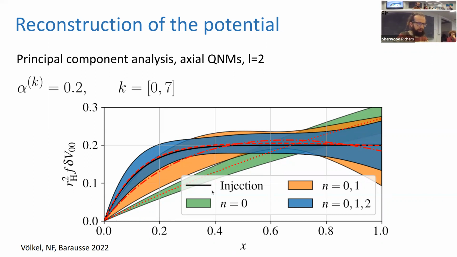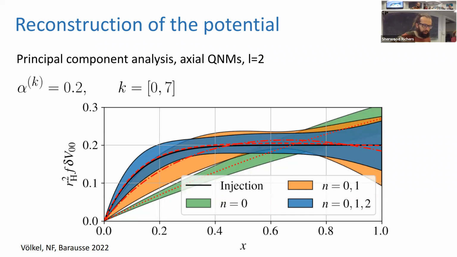The different colors are the 2 sigma distance from the reconstruction. The green one assumes that we see only one mode, the fundamental L equal 2 mode. The orange line is if we assume to see the fundamental and the first overtone, and the blue line if we also see a second overtone. You see that by increasing the number of observables, you get closer and closer to the injection line. So we are able to reconstruct that there is a deviation, because 0 is general relativity, and the deviation is well detected, and well approximated if many tones have been seen.